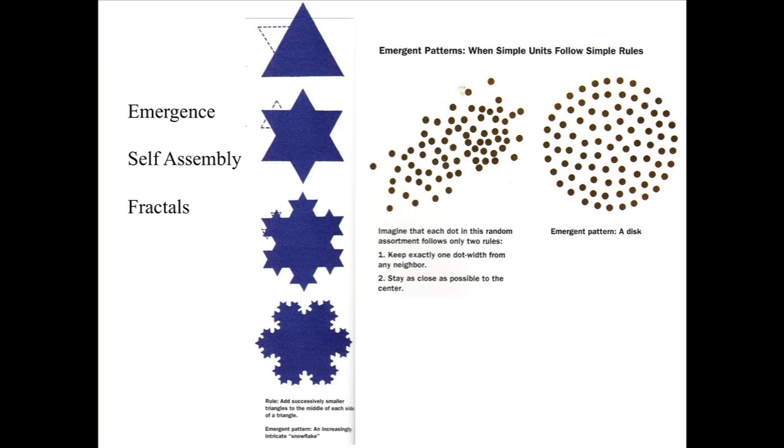And this is what you end up with. Or in this example, keep exactly one dot width away from any neighbor and stay as close as possible to the center. And you end up with this array out of two very simple rules. So what looks like something that is very organized, tempting you to think, wow, how did that come about?